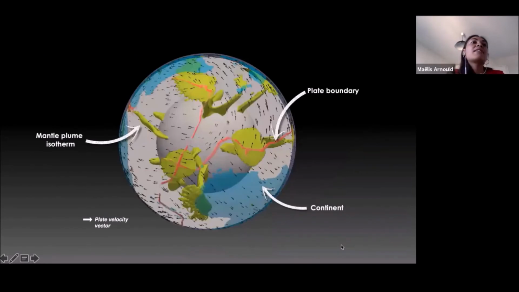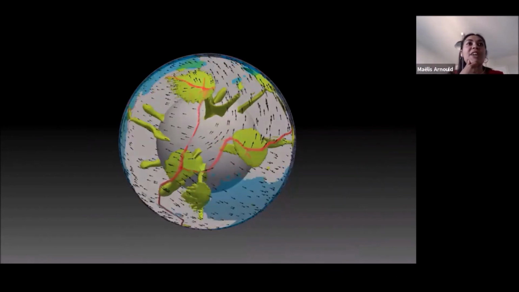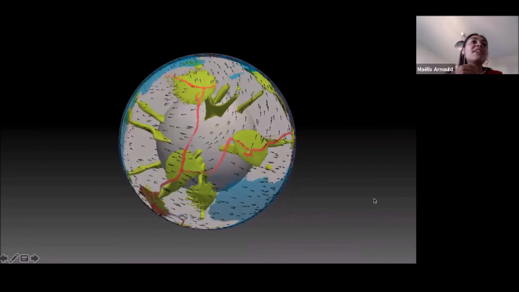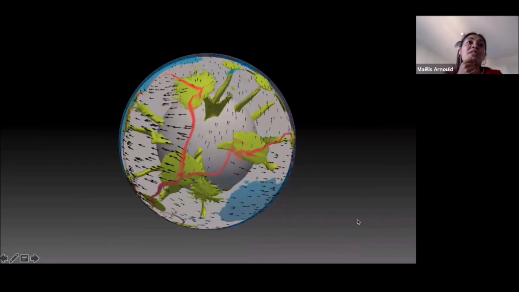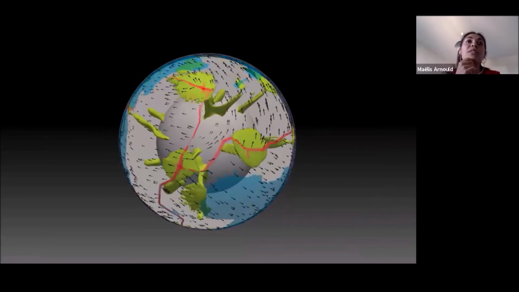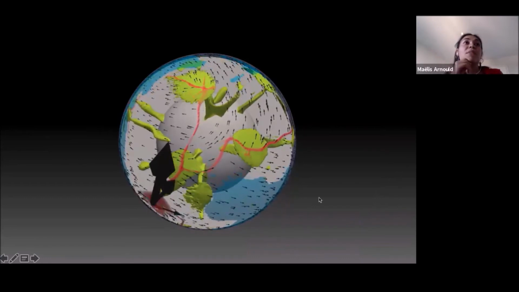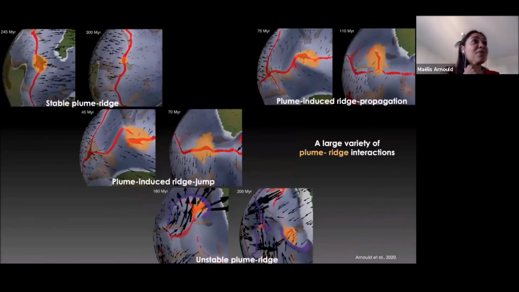And so in our case, we actually used a numerical model like the one I just described in the introduction. And I studied the plume-ridge interaction to have an idea of how they interact with ridges. And in these models, what we can see is that about half of the plumes interact with ridges in many different ways. And here you can see some of the variety of the plume-ridge interactions.